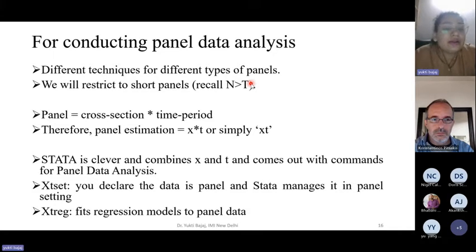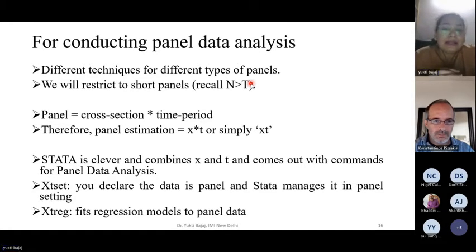All right, so moving ahead, a panel is a combination of cross-section and time period. I have been using Stata as one of the software packages for conducting the analysis for my thesis as well as research that I carry forward. So I'm very friendly with Stata. The kind of commands for conducting the estimation, I'll be relating alongside.